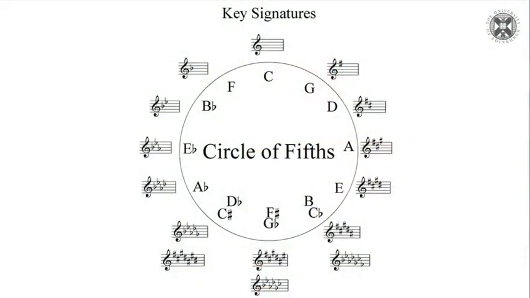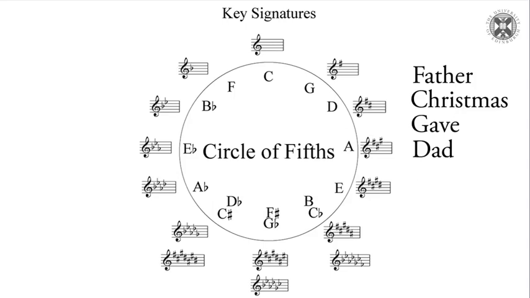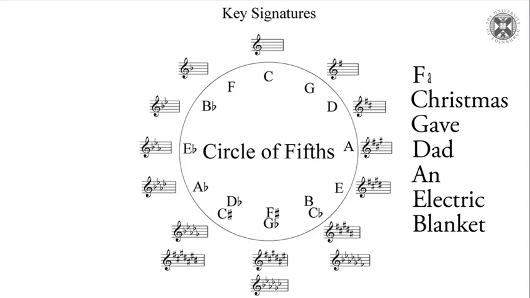So, a good mnemonic device for the order that the sharps would occur: Father Christmas gave Dad an electric blanket. So that's F, C, G, D, A, E, B.